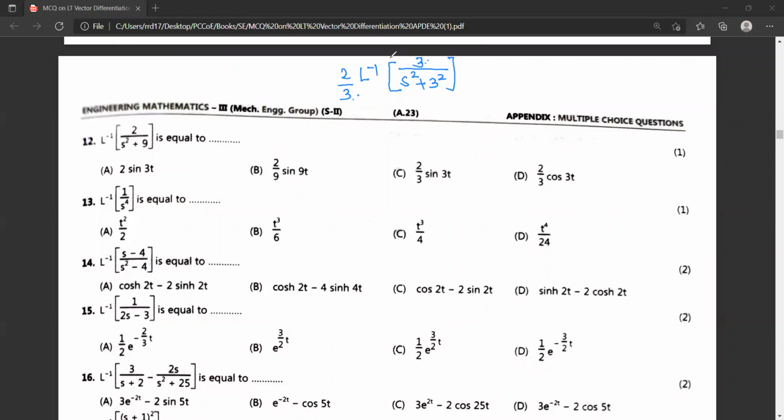Are you getting my point? Because a constant can be taken outside of the Laplace as well as outside of the inverse Laplace. So that's why I've taken this 3 and adjusted it. Now this is a direct standard formula. What is this equal to? 2 by 3 into what? Sine 3t. So which answer is correct? 2 by 3 sine 3t. Option C is correct. Understood?